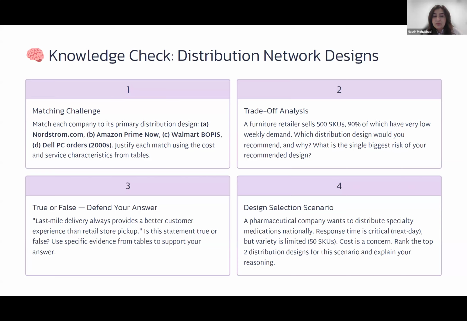And then last question, a pharmaceutical company wants to distribute specialty medications nationally. Response time is critical. It should be next day. But variety is limited, only 50 SKUs. Cost is a concern. I want you to rank the top 2 distribution designs for the scenario and also explain your reasoning. So think about these questions and find the answers in the next slide.